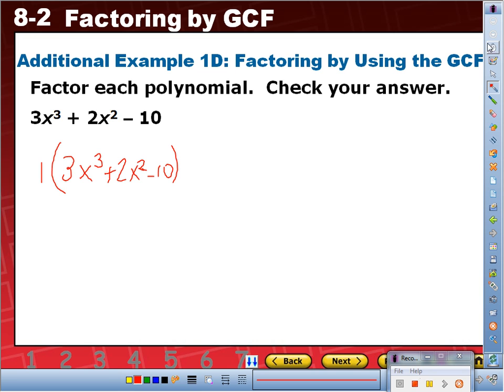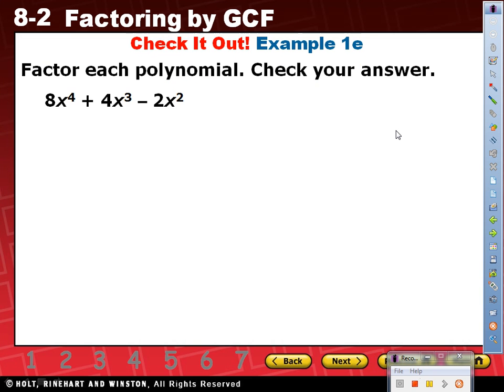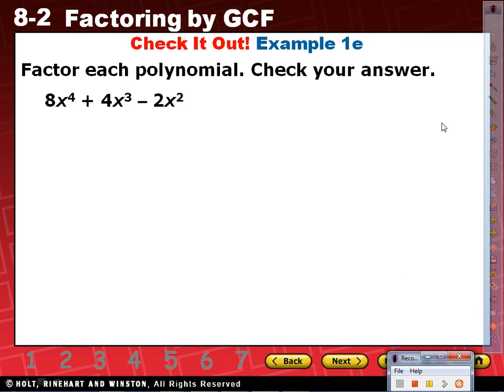Yes. Copy this one. Example 1E. See if you can do this one by yourself. Go. It says, factor each polynomial, check your answer. 8x to the 4th plus 4x cubed minus 2x squared. Go. Okay, here we go.